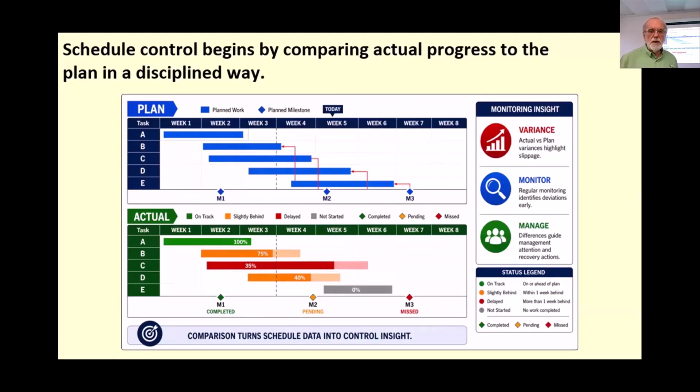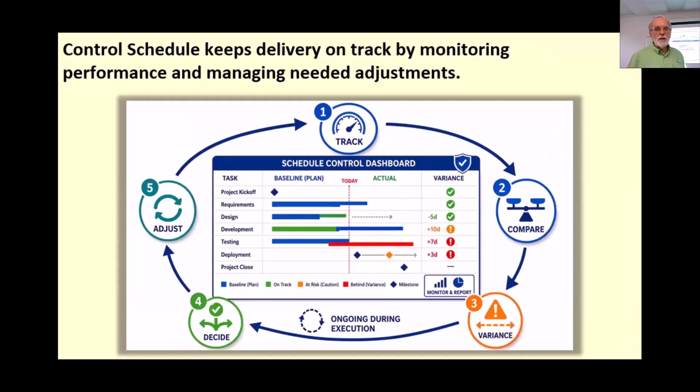And schedule control begins with this disciplined comparison. The project manager doesn't just collect progress data. The project manager interprets how actual work differs from the plan and uses that insight to guide action. So that's what I'm talking about, this insight that we have. A control schedule keeps delivery on track by monitoring performance and managing needed adjustments.